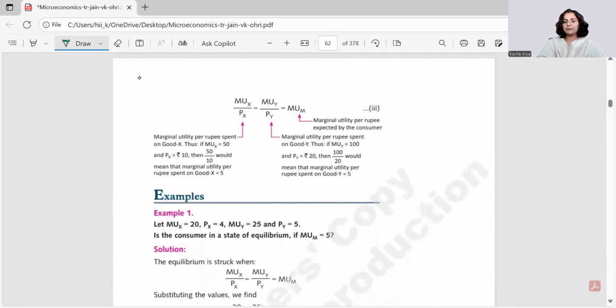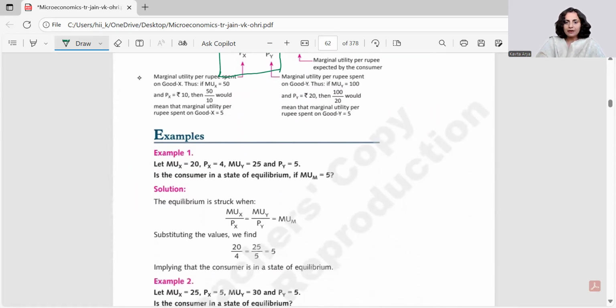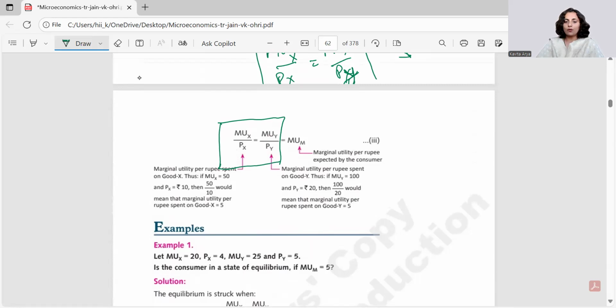Now, MUX by PX is equal to MUY by PY is equal to MUM, as I have derived. And this becomes our condition, and this is how we would be utilizing it for numericals also. Let us see how we use it in numericals. For numericals, you would be given these four components, MUX, PX, MUY, PY, and they would be asking you whether the person is in equilibrium or not.